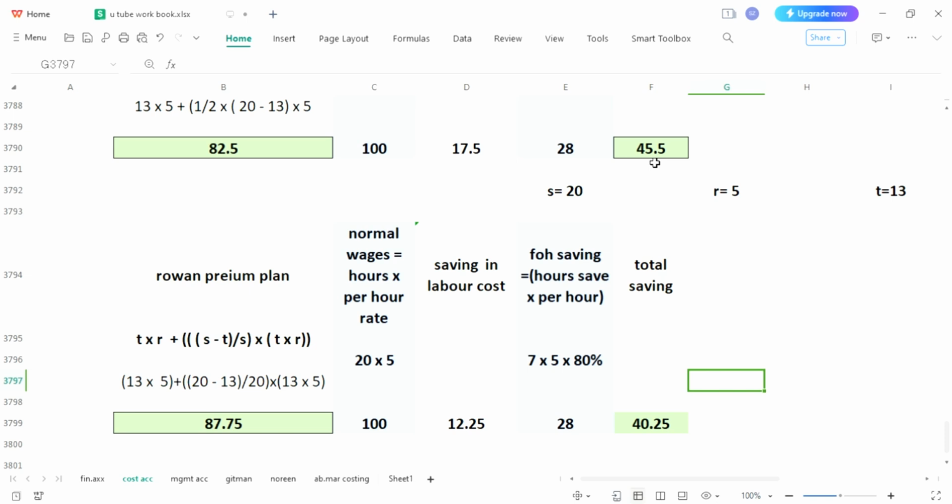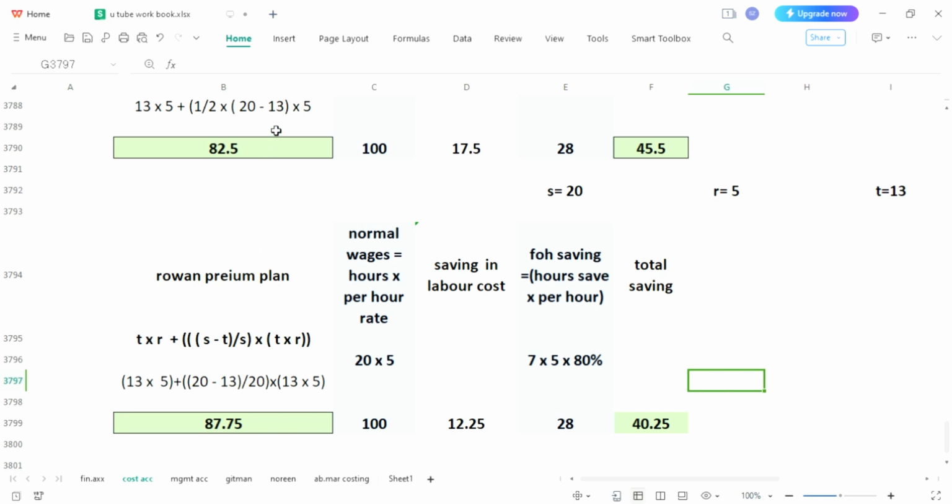Under Halsey the total amount saved was 45, under Rowan the total amount saved was 40.25. So in all ways the Halsey premium method is favorable for the manufacturing concern and Rowan is unfavorable, as saving is less and payment is more. But for workers, the Rowan plan is favorable because they are receiving 87.75 as compared to 82.5 of Halsey. Rowan plan is favorable for workers.